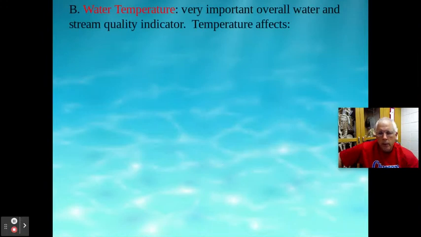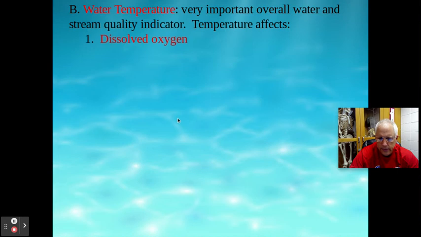So what are some of the tests we can do on the pond, lake, river, body of water? Water temperature is a big one. Very important overall water stream indicator, because temperature affects a lot of things. It affects your dissolved oxygen. It affects your rate of photosynthesis. Okay.